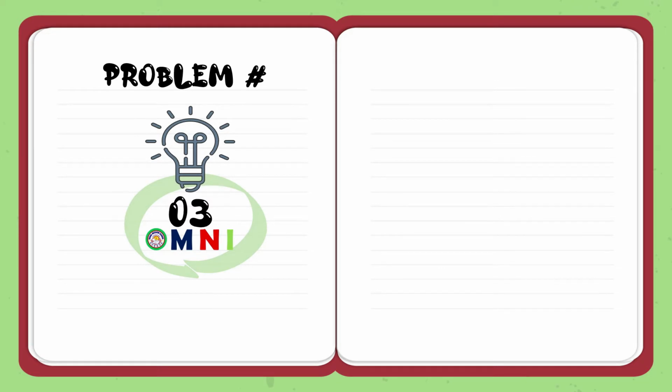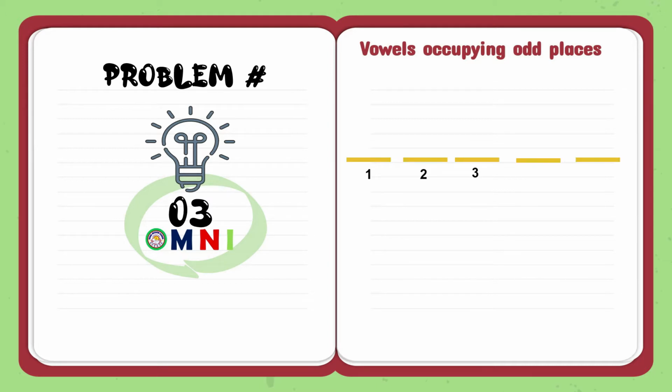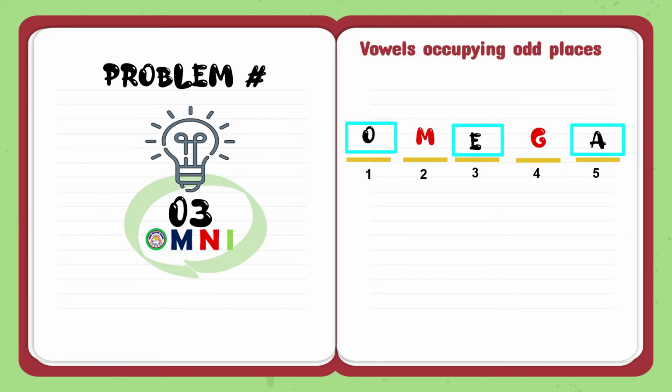Proceeding to problem number 3, or the third restriction, when the vowels will occupy the odd places. We know that the odd numbers here are 1, 3, and 5. Thus, the 3 vowels O, E, and A can be arranged in these odd places, while the consonants M and G can be arranged in the even place, namely the second and the fourth place.